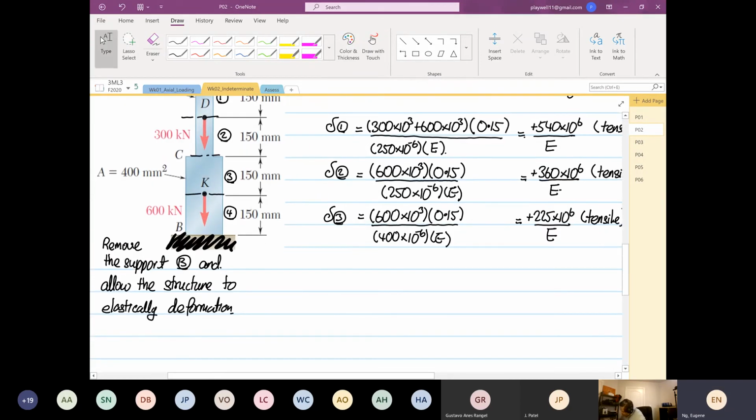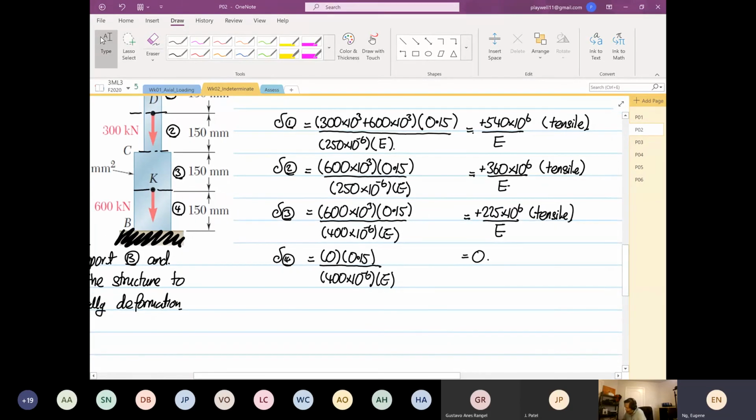And finally, deflection of section 4. So this is carrying 0 load. It's not going to see the 600 because 600 is carried up between C and K, right? K and B is not going to see the 600 at all. Okay, so multiply by 0.15. So I'm still using the hangman theory that I taught last week. So this will be equal to what? 0. Okay, so from here, we're going to add up everything.